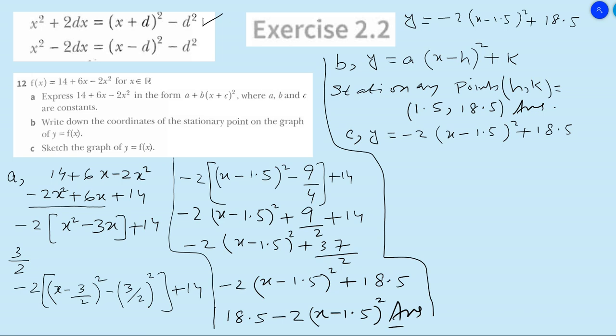Now we have to find axis crossing points. First, we have to put the value of x equals 0 in the above function. We will get minus 2 into (0 minus 1.5) whole square plus 18.5. So with the help of a calculator, I am going to solve this directly.